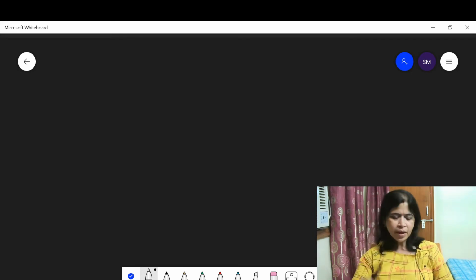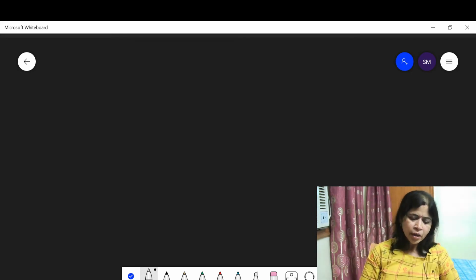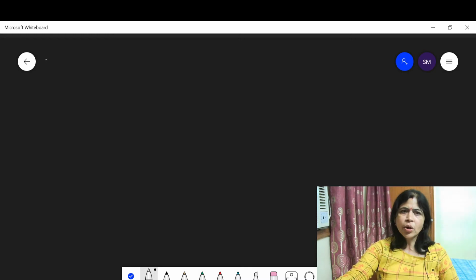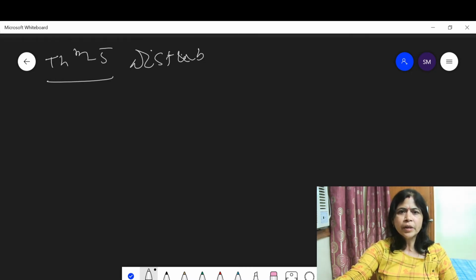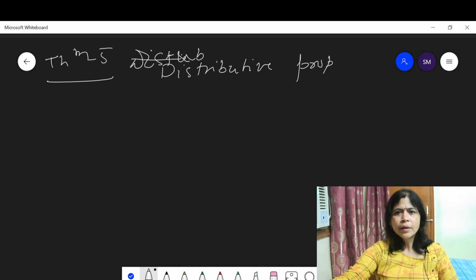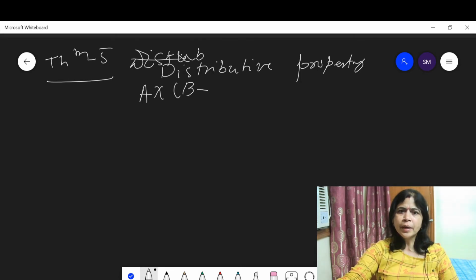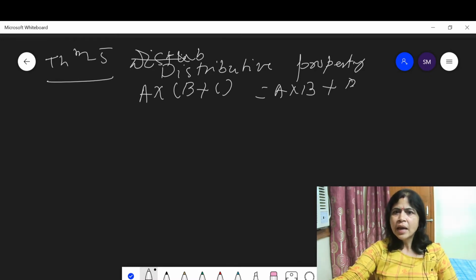Then next the associative property. We have proved the associative property. Theorem 5 discusses the distributive property. Let us just recall what the distributive property is. Recall the distributive property: A cross (B plus C) is equal to A cross B plus A cross C. This is the distributive property.